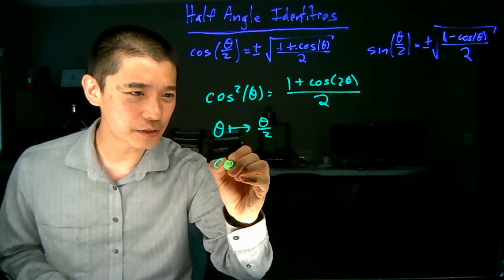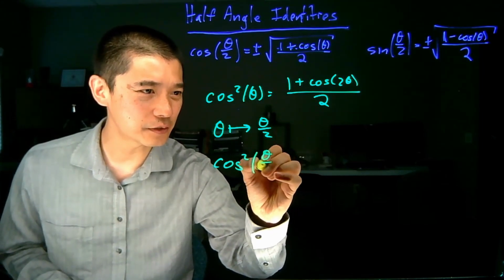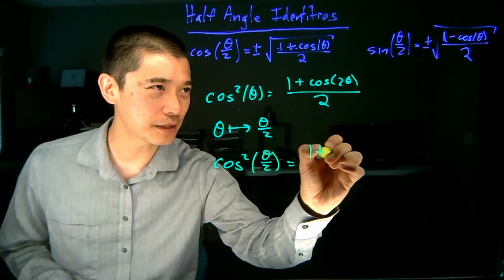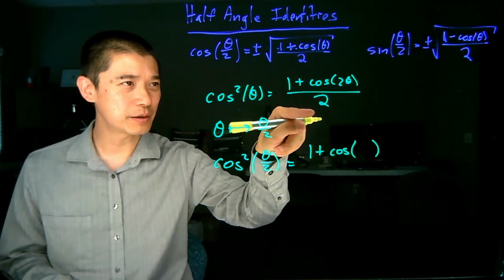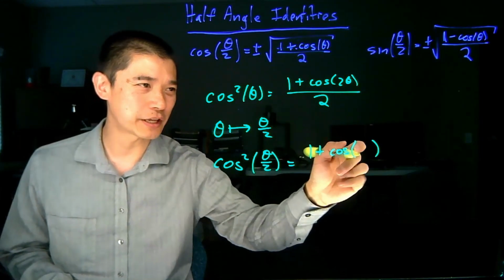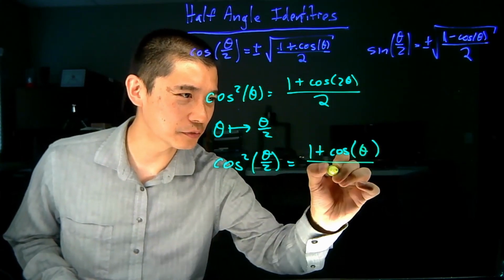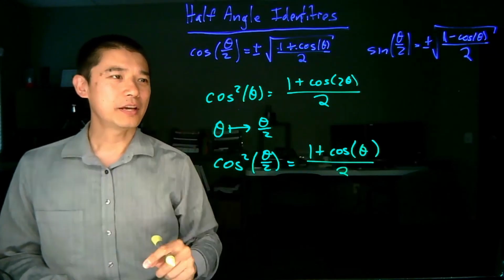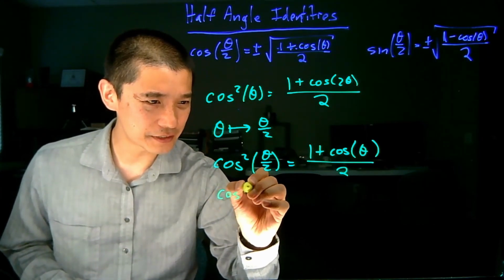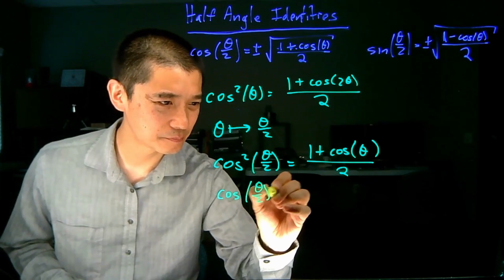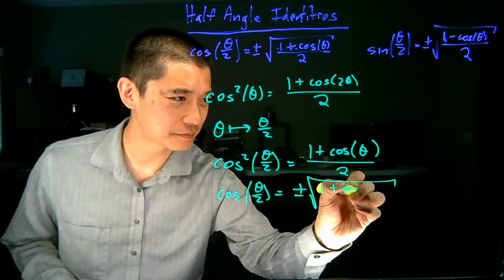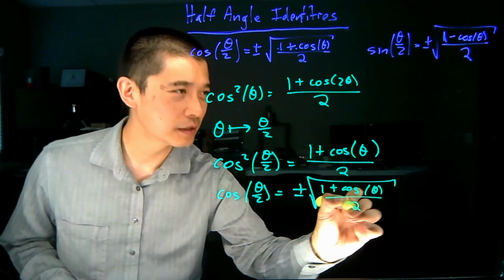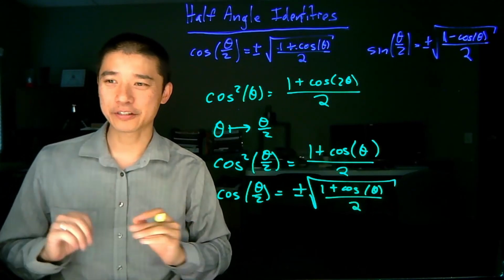So then we get cosine squared of theta over 2 is equal to 1 plus cosine of, well, 2 theta becomes 2 times theta over 2, and the 2's cancel out, so cosine theta. And now we see that we just take the square root of both sides. Remember, when we take the square root, we have to include a plus or minus. The derivation of the sine one is very similar.